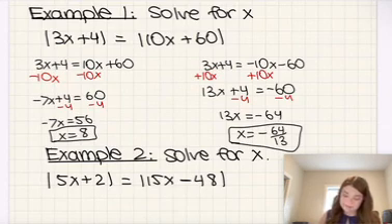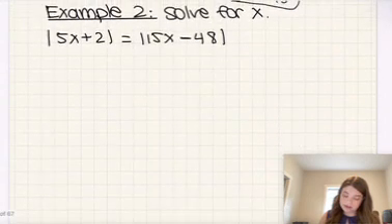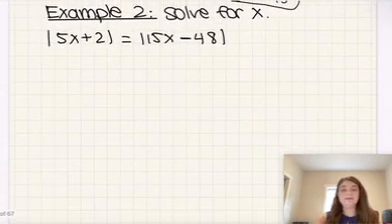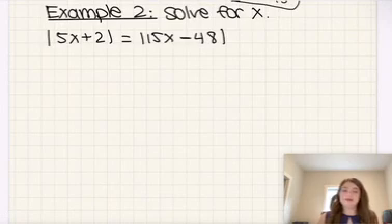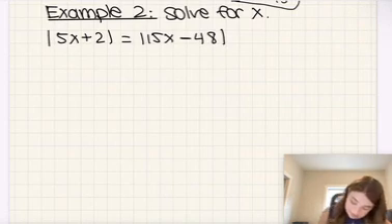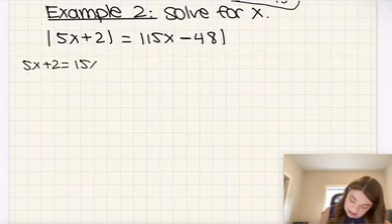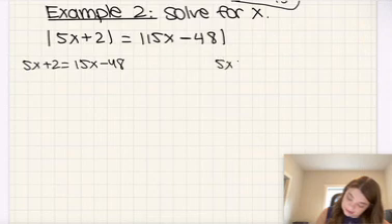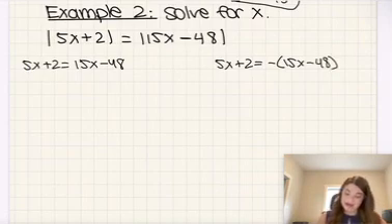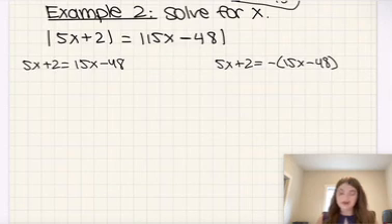All right. Let's move on to example 2. Same thing with example 2. We need to figure out what is x if 5x plus 2 is equal to 15x minus 48. And also, what is x if 5x plus 2 is equal to the negative version of 15x minus 48. All right, so first let's solve the one on the left.